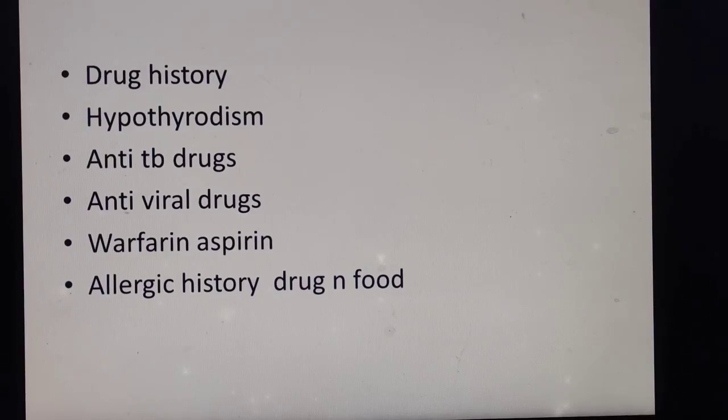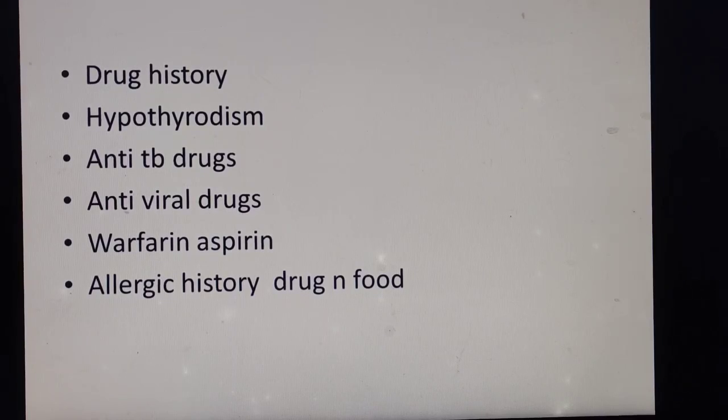Now once this is done, you have to come to the drug history. Very important is hypothyroidism. It's very vital, because hypothyroidism is very common in females. If you have hypothyroidism and you're not taking your drugs carefully, if you do not treat hypothyroidism, the baby born to you will have reduced IQ. The mental growth will not be adequate and will be grossly reduced. It's very important for that reason.